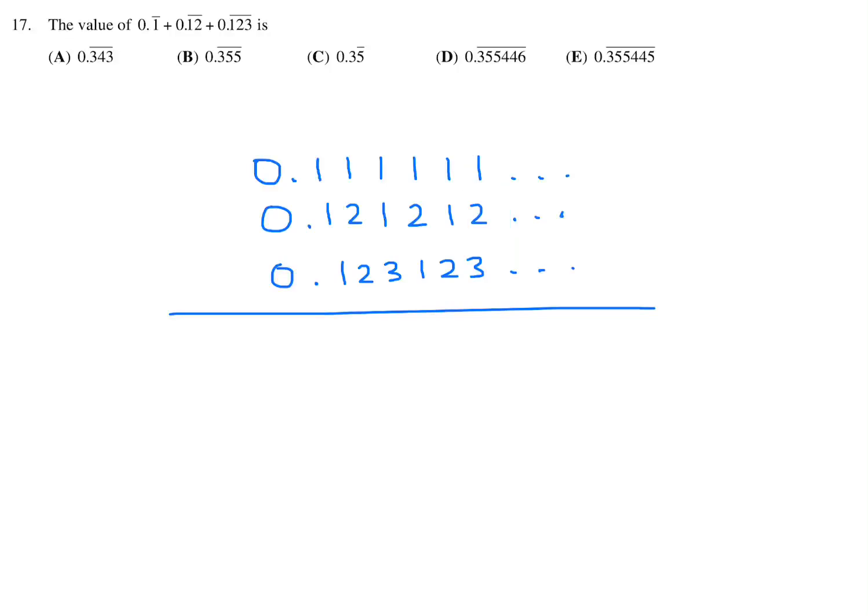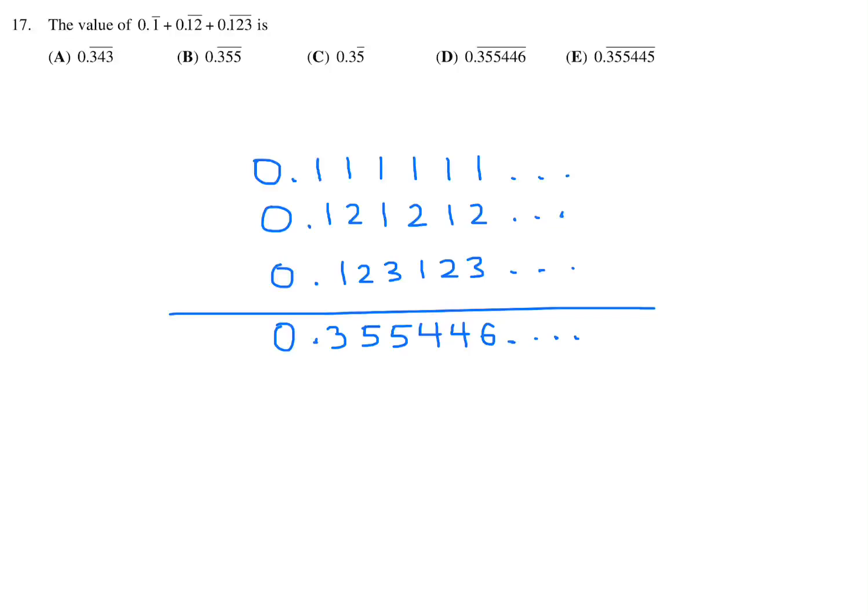1 plus 2 plus 3 is 6. Then 1 plus 1 plus 2 is 4. 1 plus 2 plus 1 is 4. Then we've got 5, 5, and 3. And this is 0, of course. All right, let's see the answer choices. Oh, this is dot, dot, dot. Don't forget that.